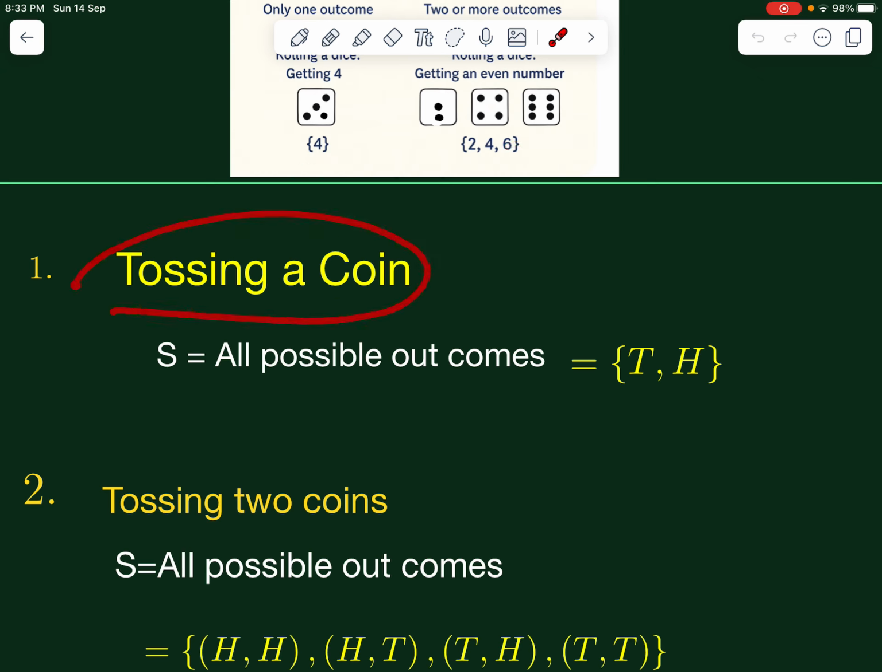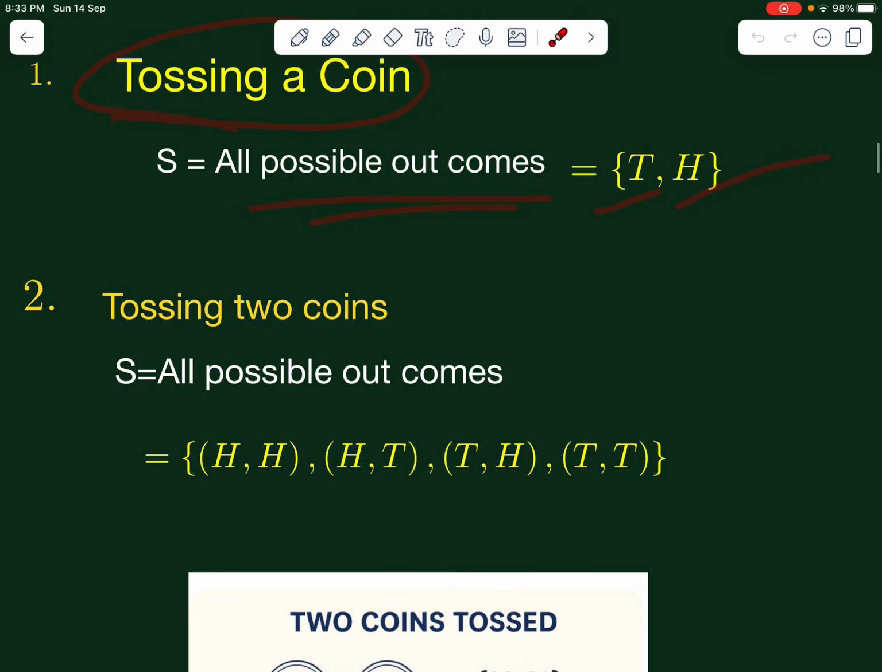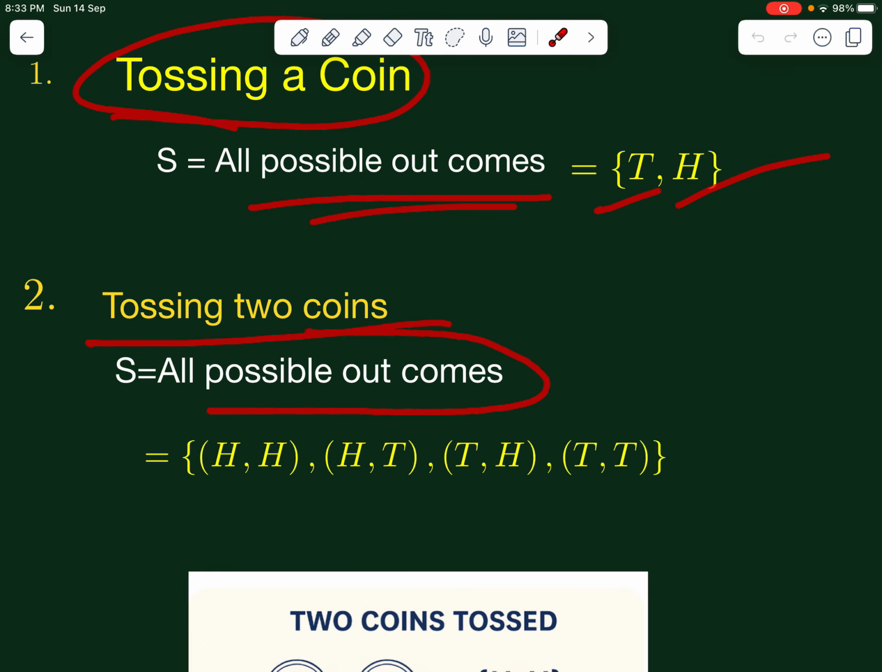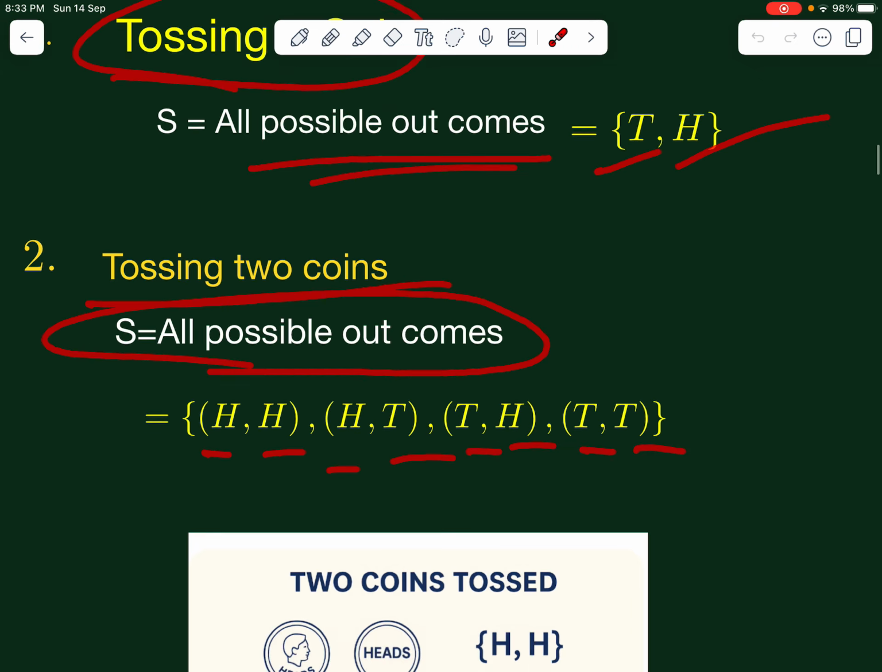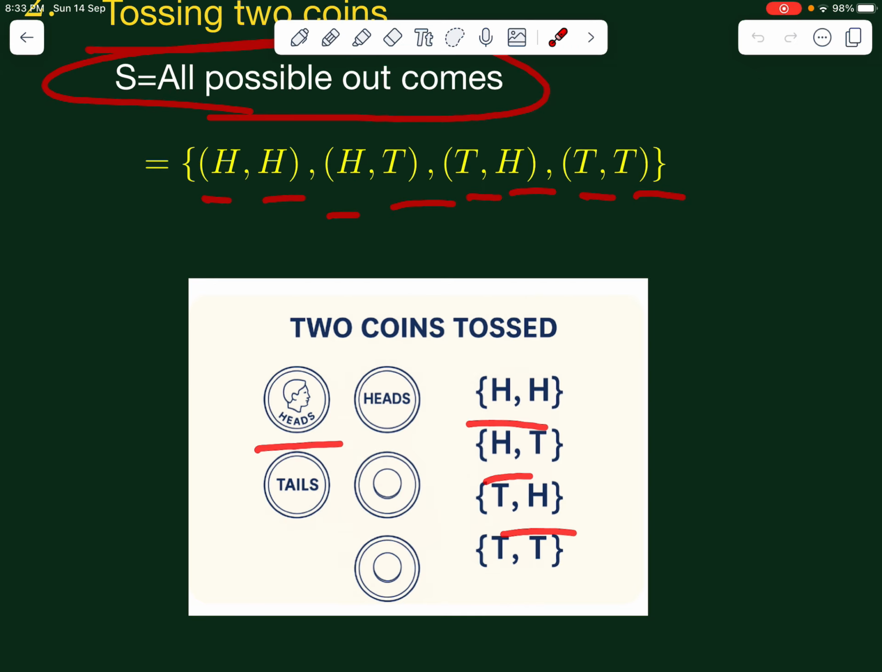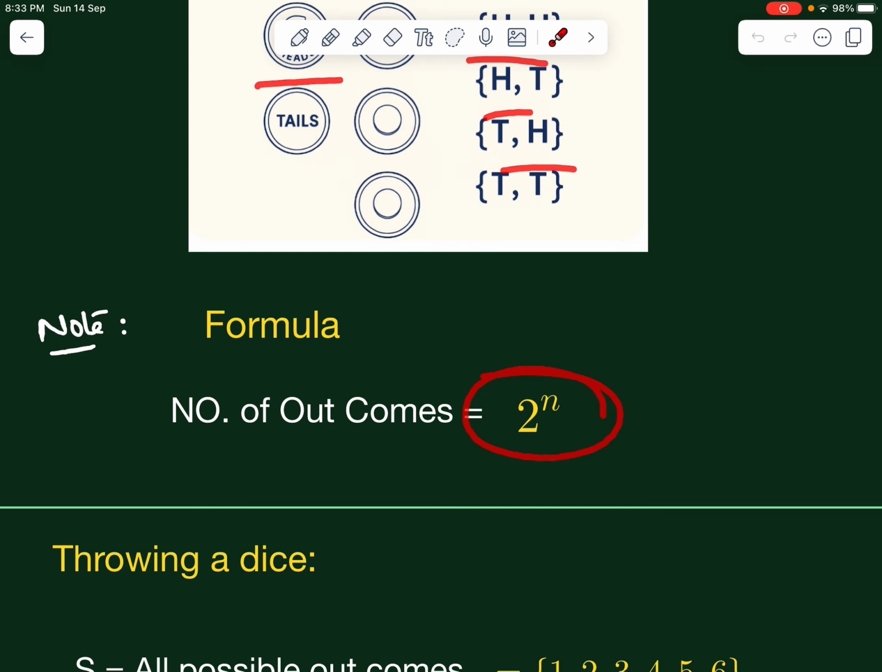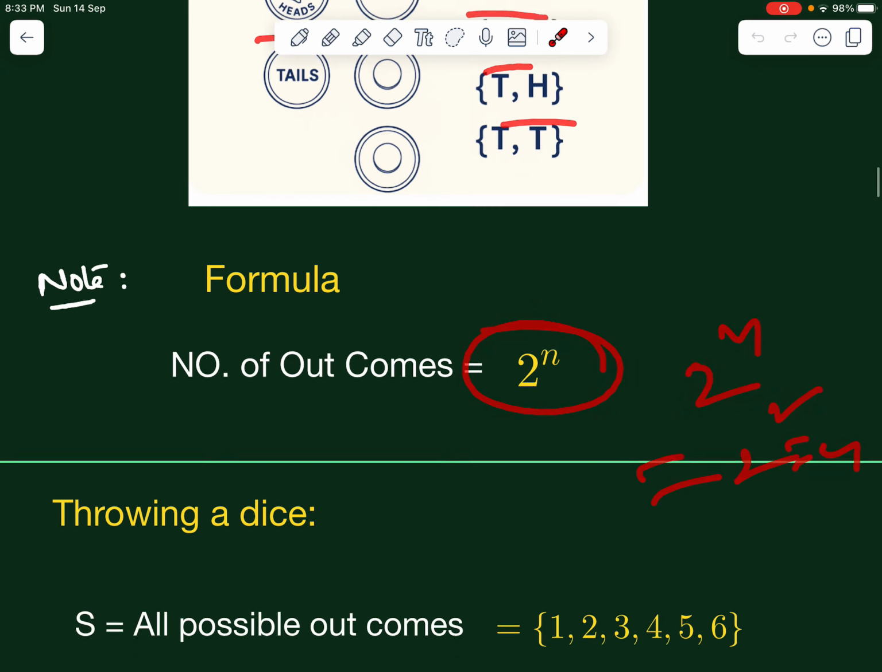Suppose you are tossing one coin, all possible outcomes: tail and head. Tossing two coins, all possible outcomes: head head, head tail, tail head, tail tail. You can observe here the formula 2 power n, that is 2 square, therefore 4.